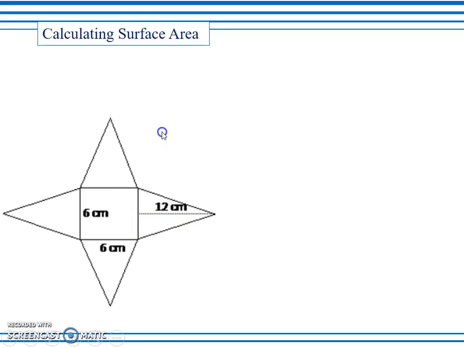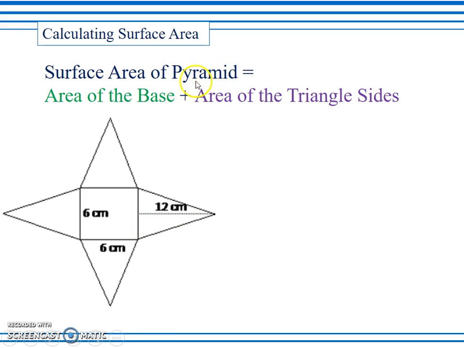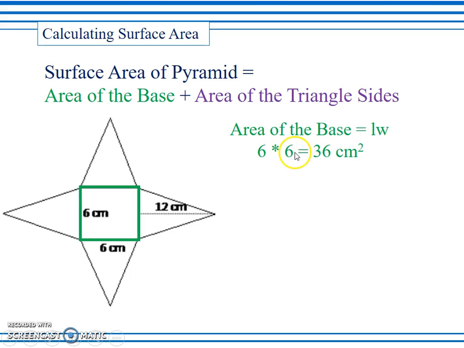Here is our net. To calculate surface area of a pyramid, you need to calculate the area of the base and then add it to the area of the triangular sides, or the lateral faces. So first let's look at the base. Ours is a square, so the area of the base will be length times width. So 6 times 6 equals 36 square centimeters. So our base is 36 square centimeters.